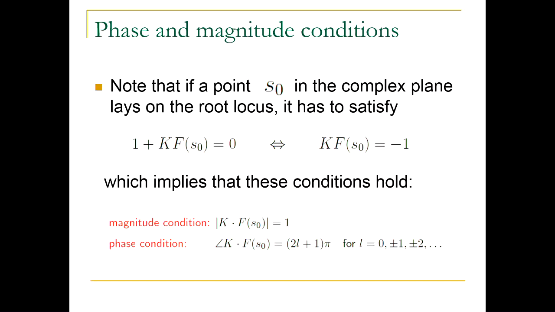And moreover, the phase of k times f of S0 should satisfy this equation. Why am I saying the phase of k times f of S0 should be equal to pi plus minus pi? Because it's equal to minus 1, and the phase of minus 1 is exactly what's written here. The phase on the left-hand side and right-hand side should be the same. Note, I assume that k is positive. What does that mean? Well, the phase of k is 0, so I can just forget about k. The phase of f of S0 should satisfy this phase condition.